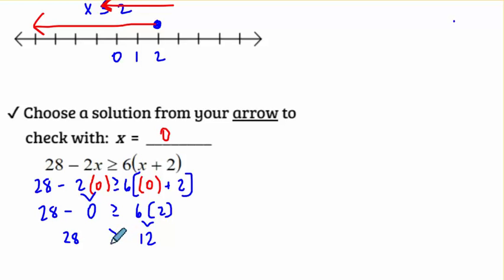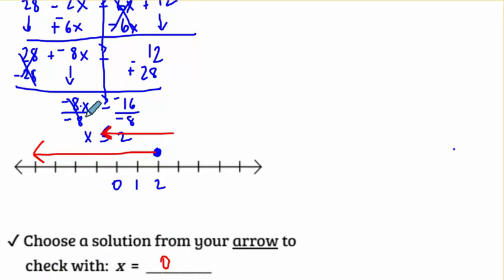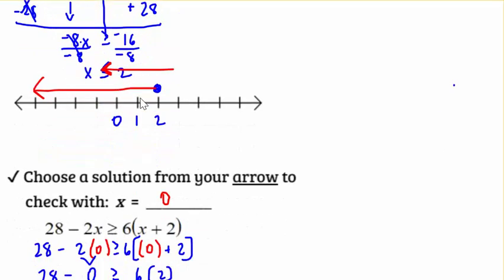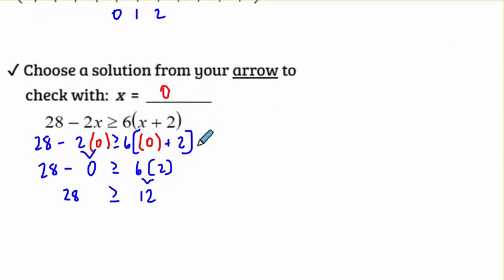And then my last step would be 6 times 2, which is 12. I don't ever flip the symbol in my check. Remember, we only flip symbols when we are multiplying or dividing a negative on both sides, which means we're in the process of solving. We're like undoing something. In our check, we're just doing the math, guys. We don't switch or flip or do anything with that symbol. We're just proving that our number works. And thankfully it does, because 28 is larger than or greater than 12. So I'm 95% sure I'm right.